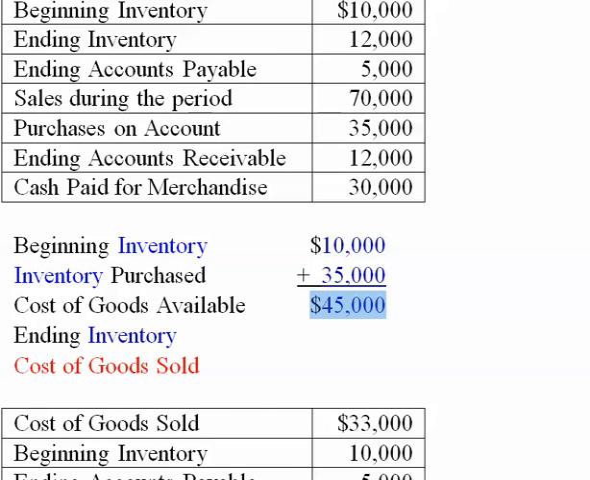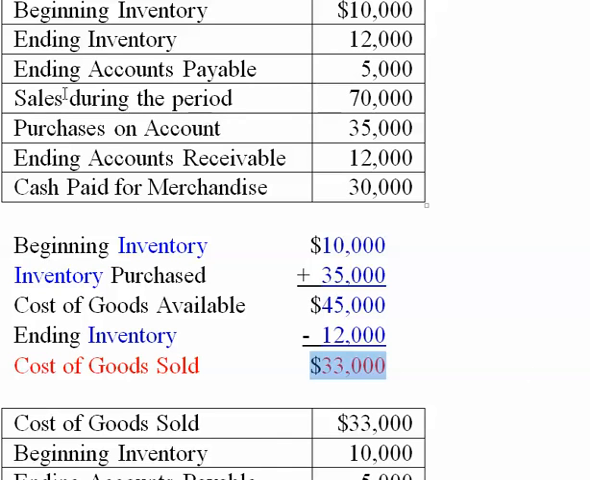Now they can only be in one of two places. They're either still in inventory or they've been sold. Well, or stolen, but we won't go there. So we see here that the ending inventory is 12,000. That could be based also on a physical inventory count. When they figure out what they have left, then they know the rest has gone out the door and is your cost of goods sold.